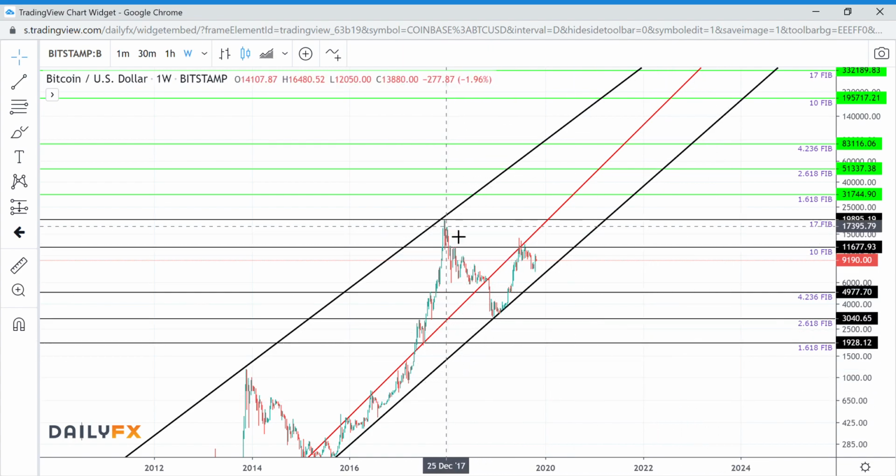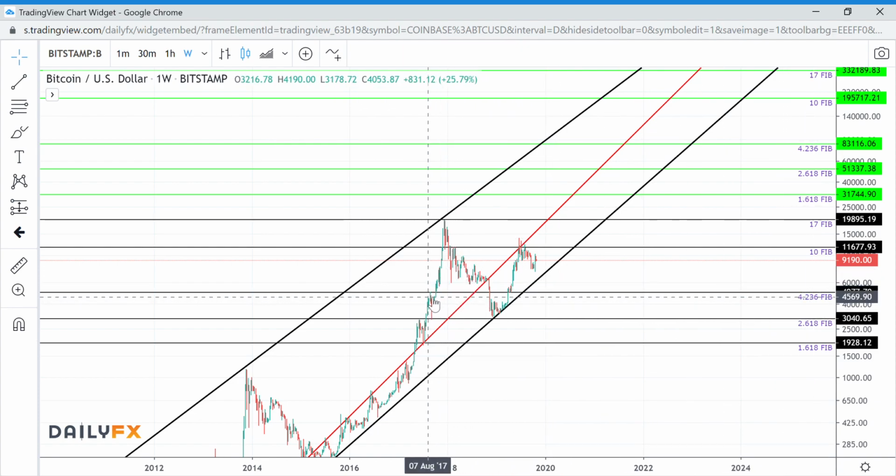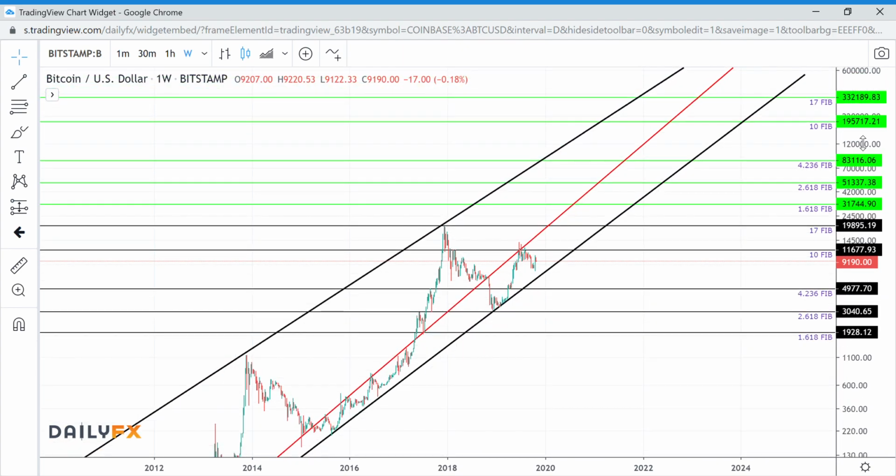So we know that at the end of this previous run, we saw a pull down all the way, almost back to that 4.236 level. And we're seeing these pullbacks here, and then we saw one last pullback there, and then we saw a failed attempt. Couldn't break that 10 fib level, and that was kind of the end of the bull market, right? And that 10 fib level, where does it sit now? That sits at $200,000, guys.